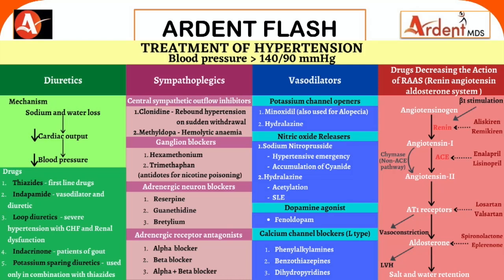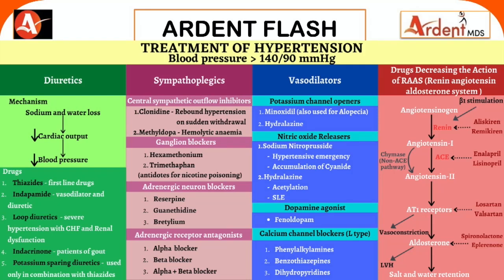So we have number one, beta 1 inhibitors, which inhibit the release of renin. The second category directly inhibits the renin: aliskiren and remikiren. The third category is angiotensin converting enzyme inhibitors, enalapril, lisinopril type of drugs. The fourth category is angiotensin 2 receptor blockers, losartan and valsartan. The fifth category is aldosterone antagonists, spironolactone and eplerenone. Five categories of drugs will come here. So this is about hypertension.